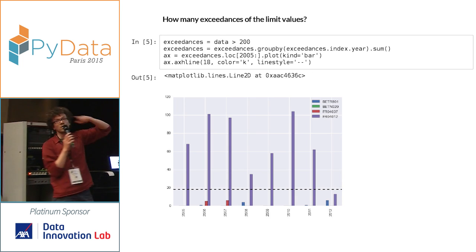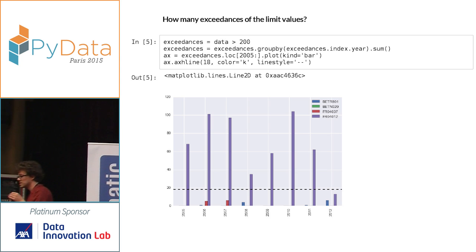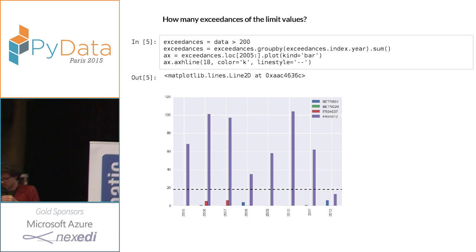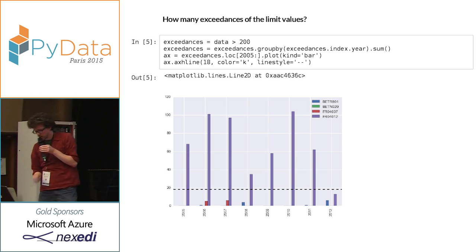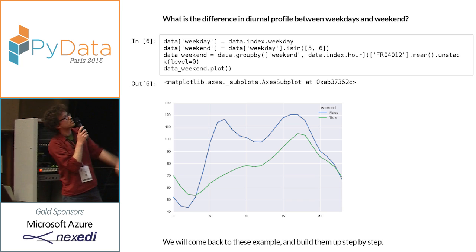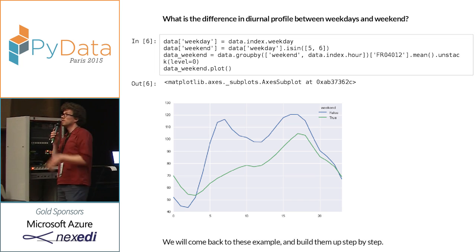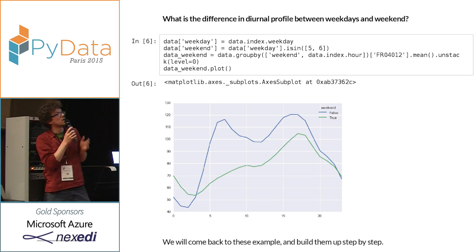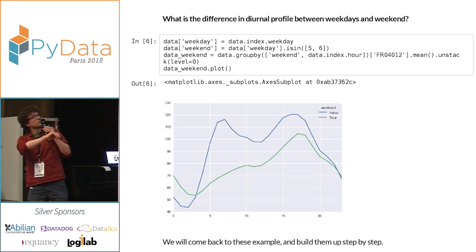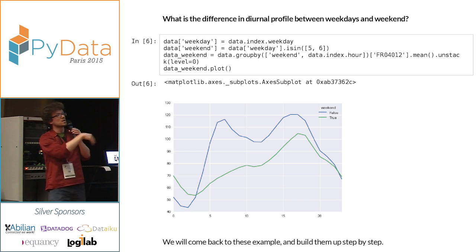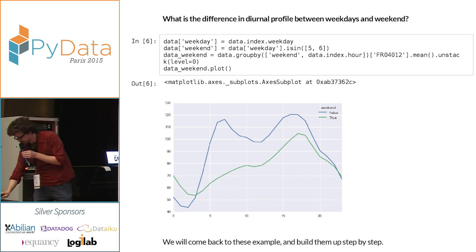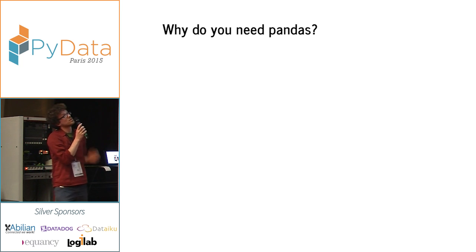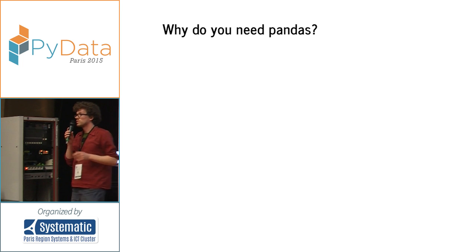Or there are European limit values. Do they exceed the limit values, and how many exceedances are there? Also, again, very easy to do this with Pandas. Or whether the daily profile, the diurnal profile, is different in the week or the weekend. Again, just with a few lines, it's very easy to obtain this. And I will come back to these examples later in the talk. I will go step by step through how I obtained them. But first, a very broad introduction about Pandas.